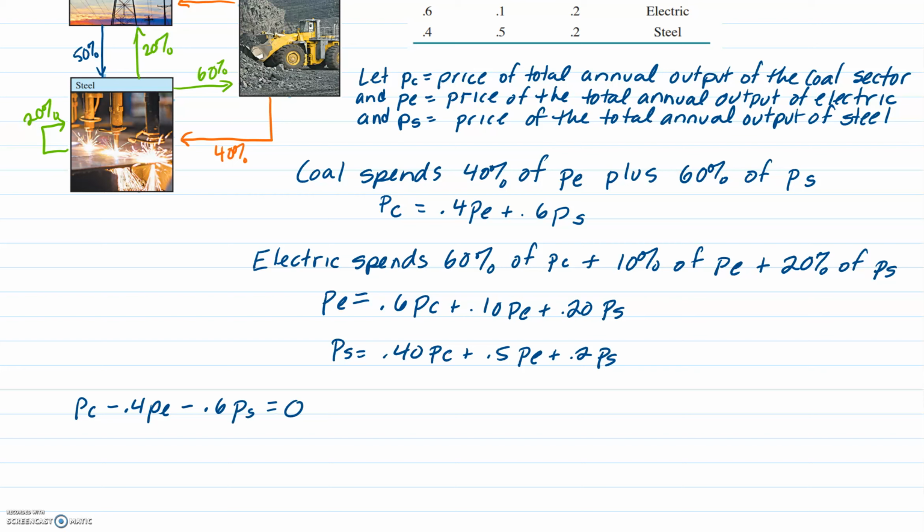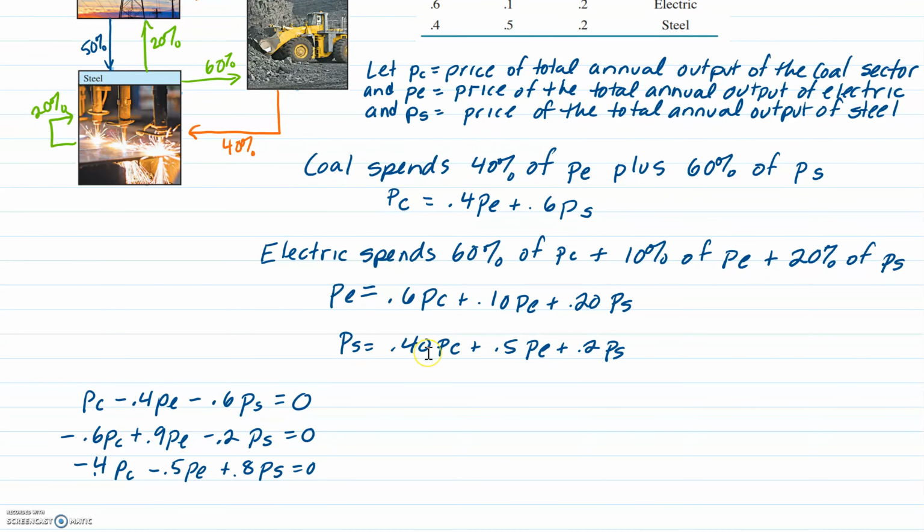Notice this is a homogeneous equation, that all 3 are going to be homogeneous since every single term there has a variable. The next one is PC first, so I'm going to do negative 0.6 PC. Then PE, and if I subtract the PE, 1 minus the 0.10 would be 0.9 PE. And then now PS, subtract that over, minus 0.2 PS, again equals 0. And the last one would be negative 0.4 PC, negative 0.5 PE, subtracting this over, plus 0.8 PS equals 0.